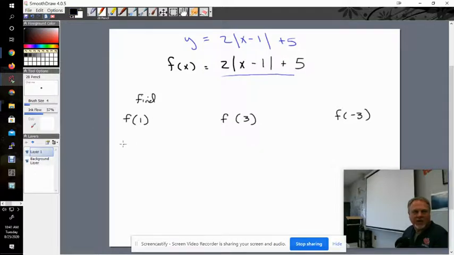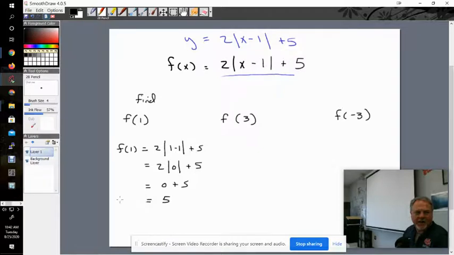We're going to say that f of 1 is equal to this function with the 1 placed in where the x is. So it's 2 times the absolute value of 1 minus 1 plus 5, which is equal to 2 times the absolute value of 0. 2 times the absolute value of 0 will be 2 times 0, and that would be 0 plus 5, or 5. The function value at 1 is equal to 5.